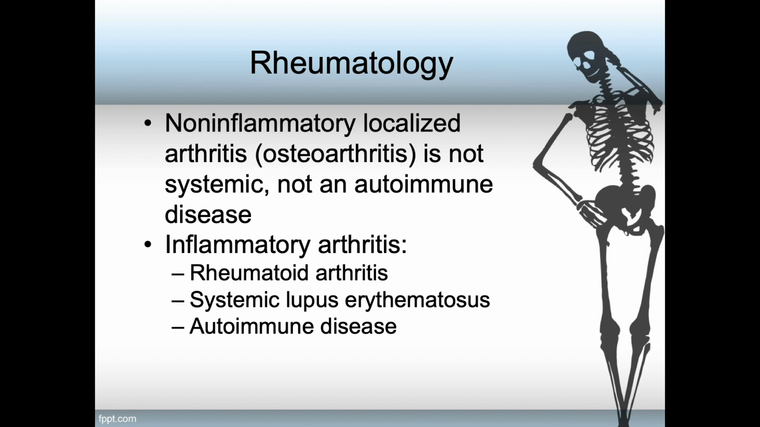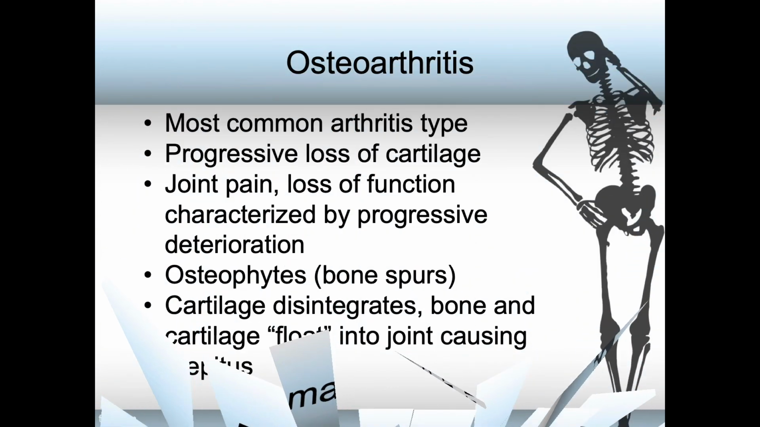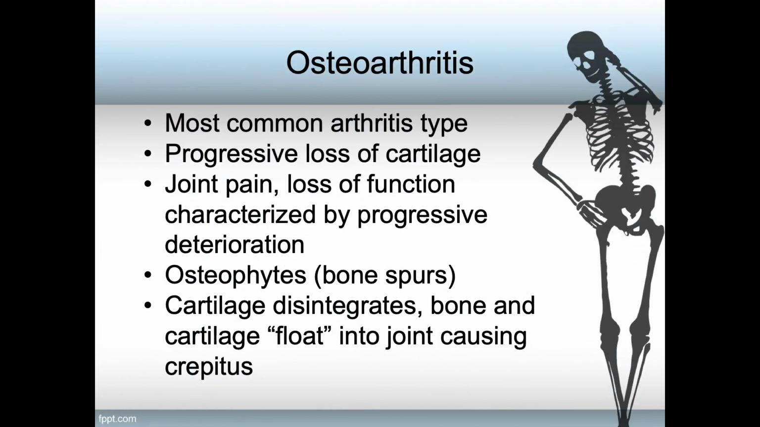The most common CTD is osteoarthritis, abbreviated as OA, basically caused by gravity. OA is the most common arthritis type and is caused by the progressive loss of cartilage. It is manifested by joint pain, loss of function, and is characterized by progressive deterioration. That means it gets worse over time. Other hallmarks include the presence of osteophytes, or bone spurs.